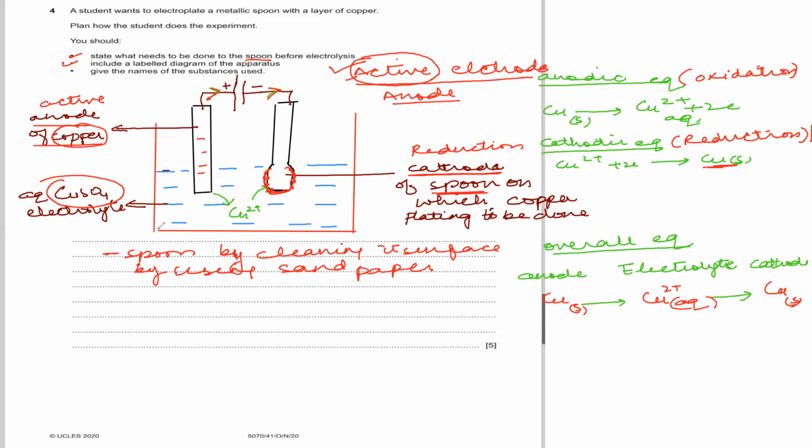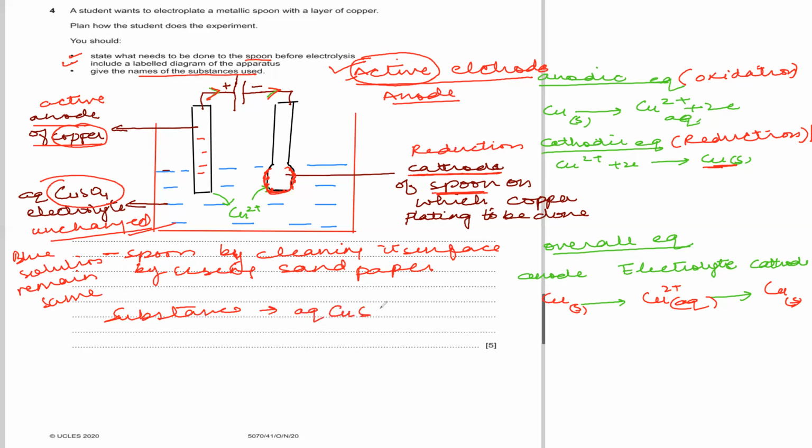So what happens here is that the concentration of copper sulfate remains unchanged, because of which one observation is visible. The observation is that the blue color of the solution remains intact. The blue solution remains the same. There is no decrease in concentration because the copper ions remain the same. Right. So give the name of the substances used. The name of the substances or reactants used, that means they're demanding the name of the electrolyte. So we will be using aqueous copper sulfate solution as an electrolyte.